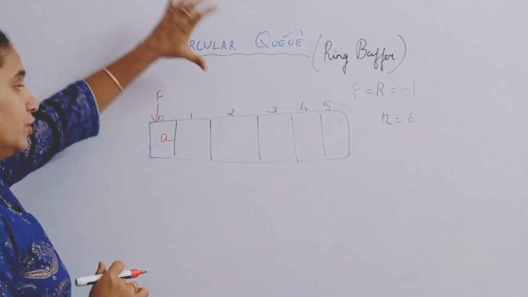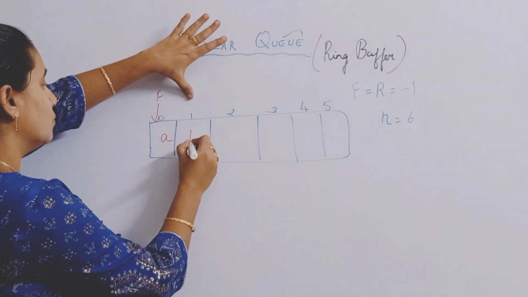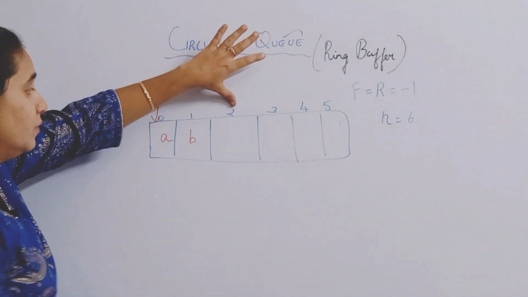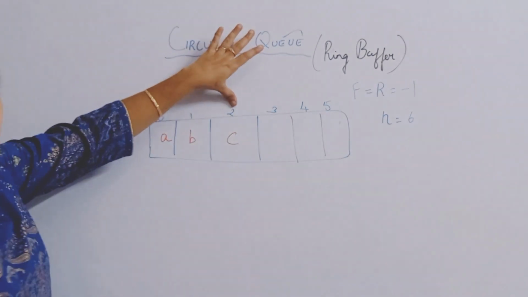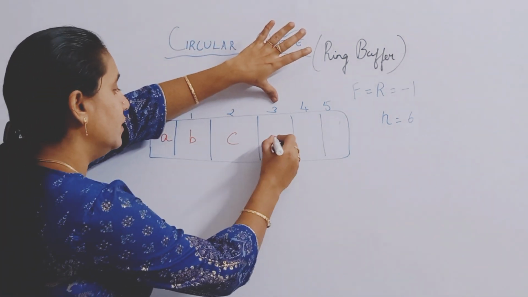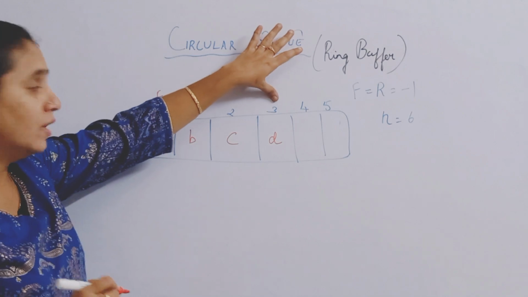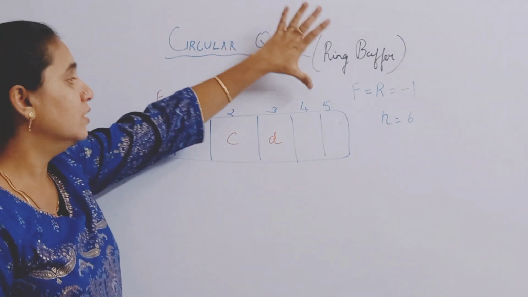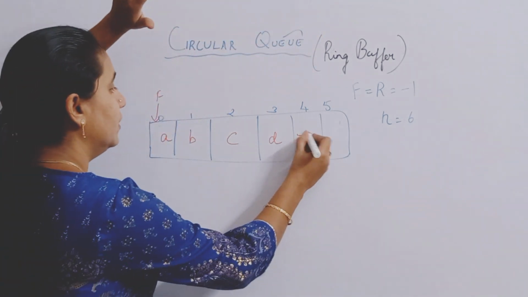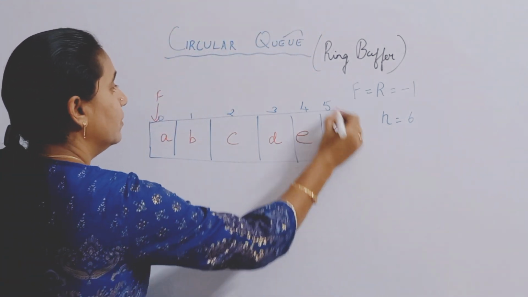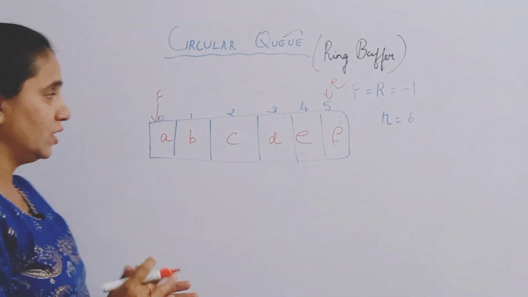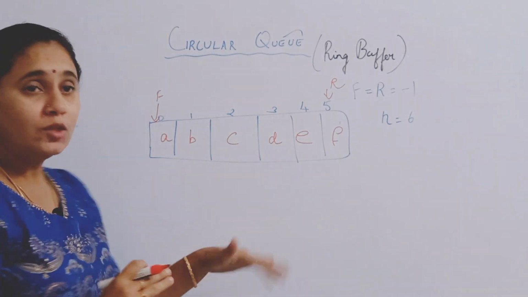increment my rear pointer to insert another element. So B, rear is pointing here. Now increment the rear pointer and C is pointing here. Now increment the rear pointer and D is inserted. Now increment the rear pointer and E is inserted. Then finally rear will be pointing to this location. Right. Okay.